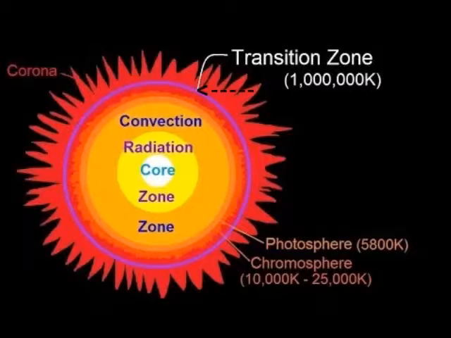The transition zone has a generally increased temperature compared to the chromosphere. Heat flows down from the corona into the chromosphere, and in this process produces the transition zone. The last layer is the corona. It is a very thin and hot layer that is responsible for solar flares, coronal mass ejections, and solar winds.